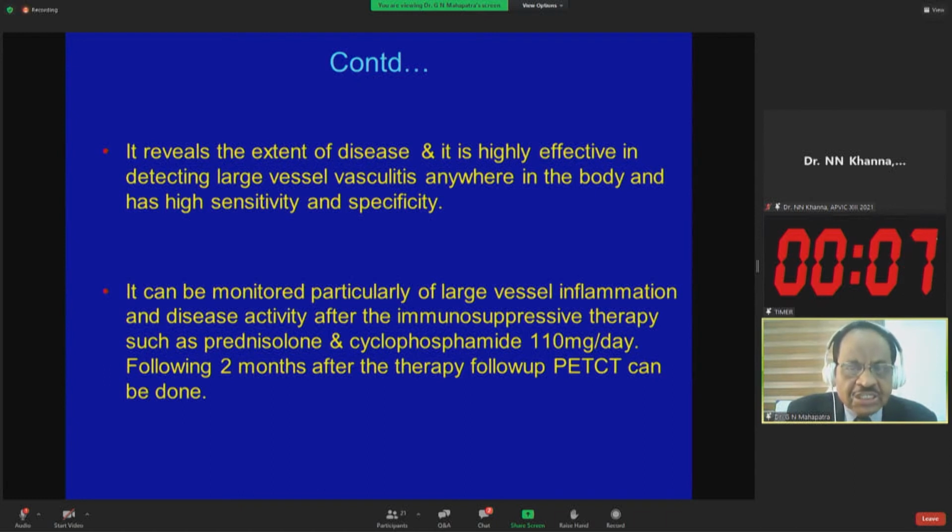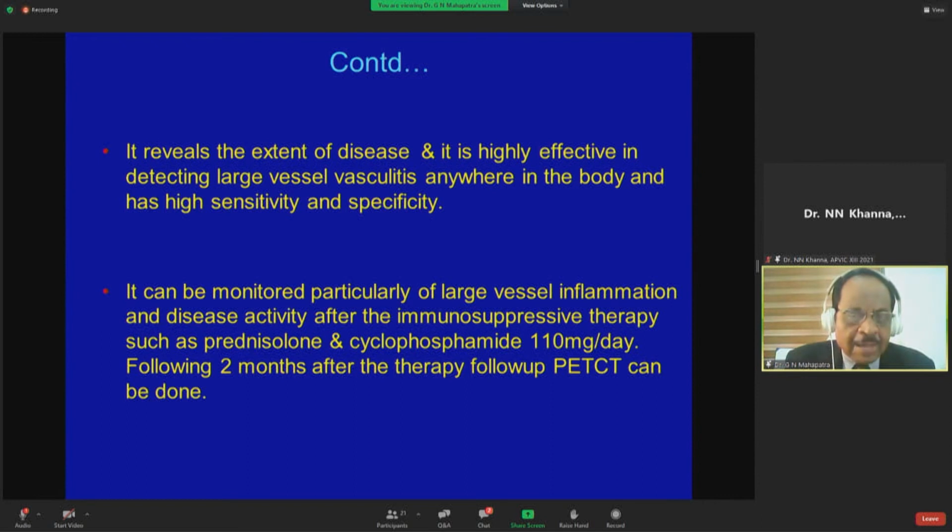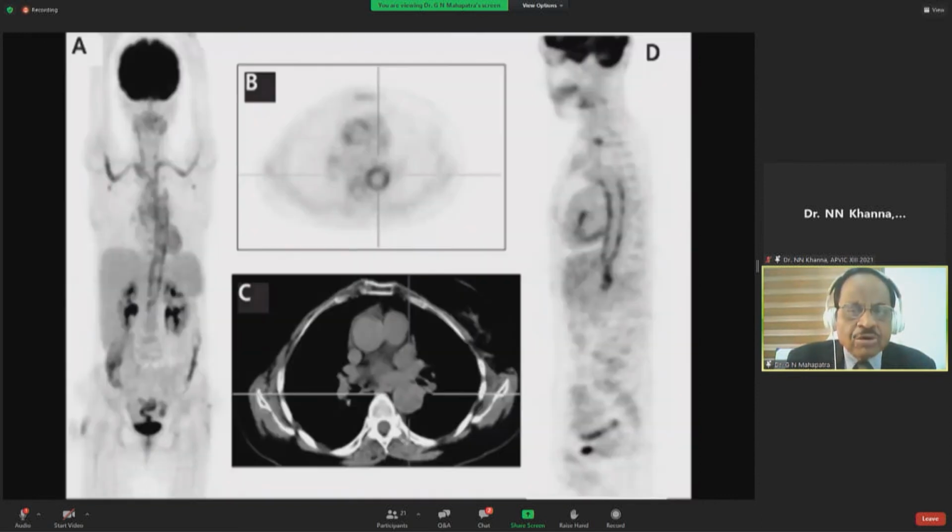Large vessel inflammation and disease activity can be monitored after you find it and then put the patient on immunosuppressive therapy. That also I'll show you, such as prednisolone and cyclophosphamide 110 mg per day. Following 2 months, we repeated the PET CT again. Now have a look here.